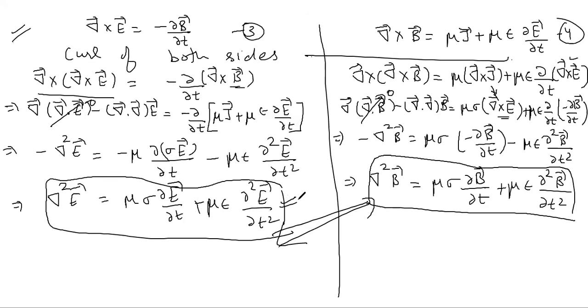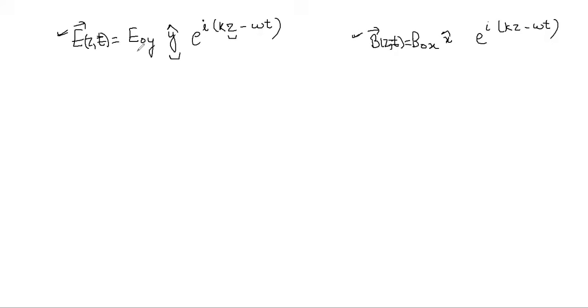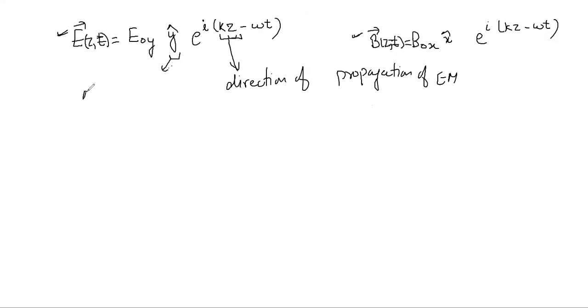Ma'am, in the electric field you have written y cap, but in the exponential part we wrote iota kz minus omega t. Yes, so the term in the exponential tells you the direction of propagation of the electromagnetic wave, and the unit vector tells you the direction of the electric field. If I have chosen the direction of propagation of the electromagnetic wave to be the z direction, then we have to take kz only.